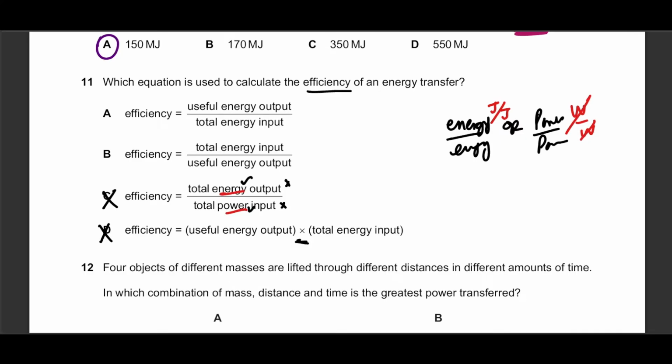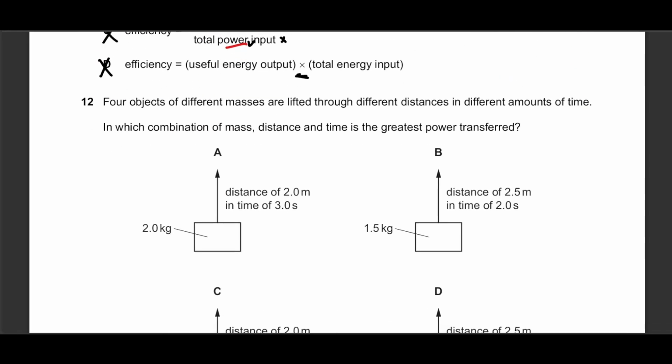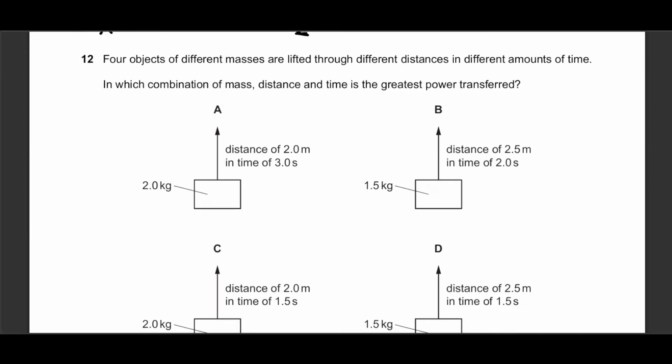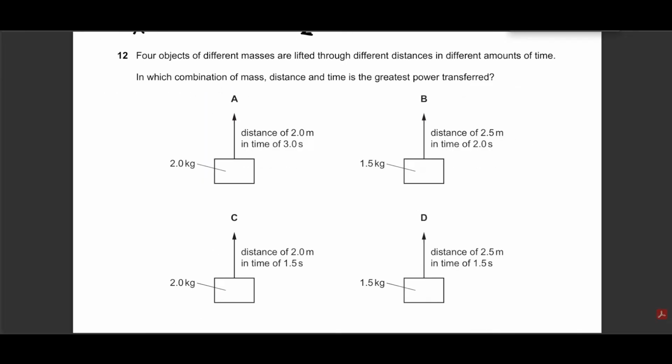I'm ignoring C primarily because of this reason. Then option B is wrong. Why? Because we're not looking for total power in the numerator. It's actually going to be in the denominator. So total power in the denominator, useful energy output in the numerator. Option A is the right answer. And again, you can recall this from memory. I'm just going through this in terms of logic and reason. Question number 12.